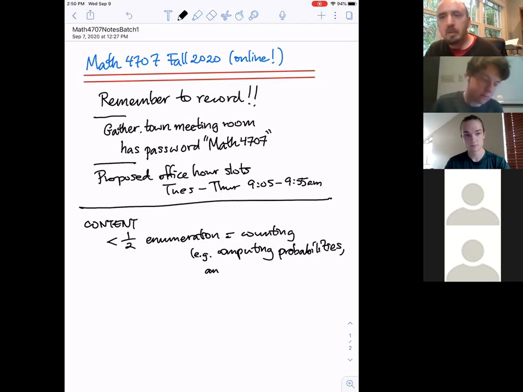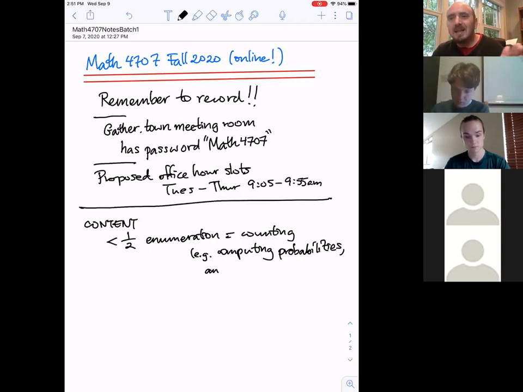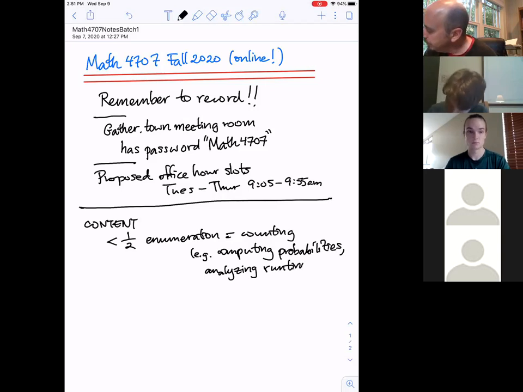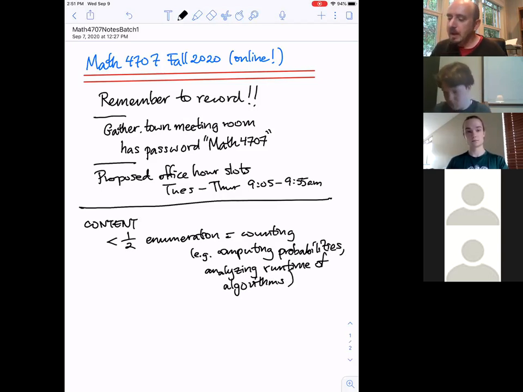Computing probabilities. And another big place where enumeration techniques come into play is in computer science. When you want to analyze the runtime of algorithms, you need to know how many steps the algorithms are going to take. So, analyzing runtime of algorithms. Okay. And then I would say actually greater than half of this class ends up being graph theory.